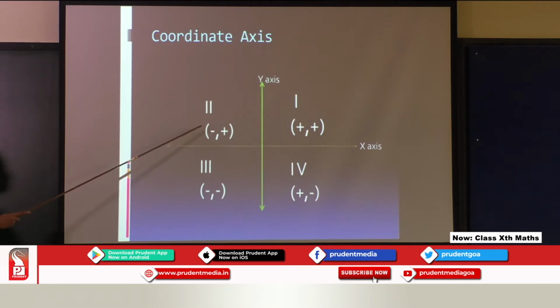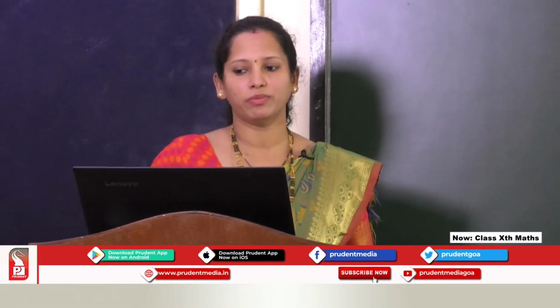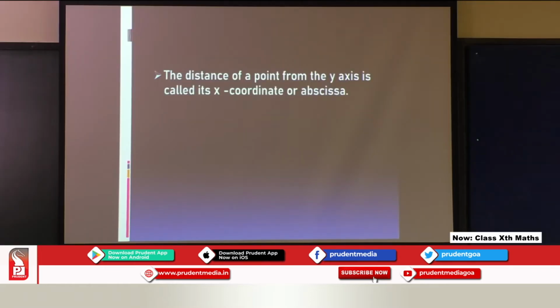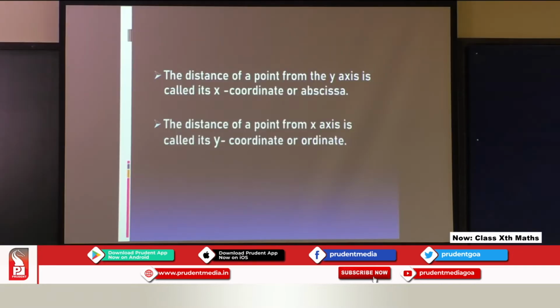In the second quadrant, we have x coordinate negative and y coordinate positive. In the third quadrant, we have both negative coordinates, x is negative and y is also negative. In the fourth, we have x coordinate positive and y coordinate negative. The distance of a point from the y-axis is called the x coordinate or the abscissa, and the distance of a point from the x-axis is called its y coordinate or ordinate.